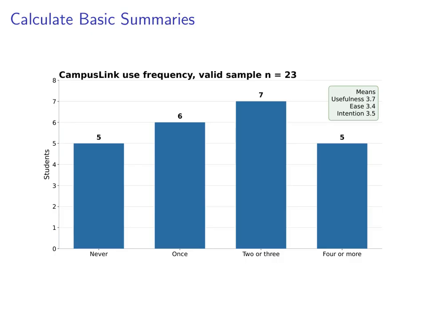18 students, or 78%, selected 3 or higher for usefulness. 15 students, or 65%, selected 3 or higher for ease. 16 students, or 70%, selected 3 or higher for intention to use. Again, these summaries describe this valid sample. They do not speak for every campus student.